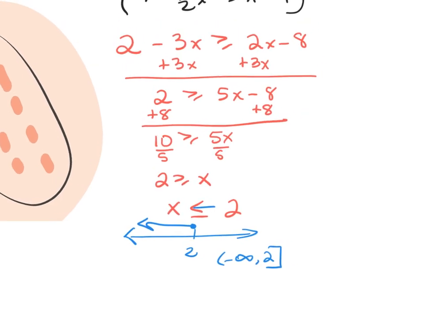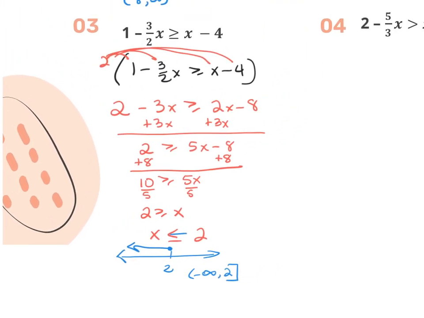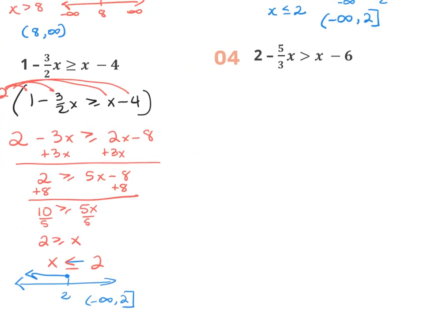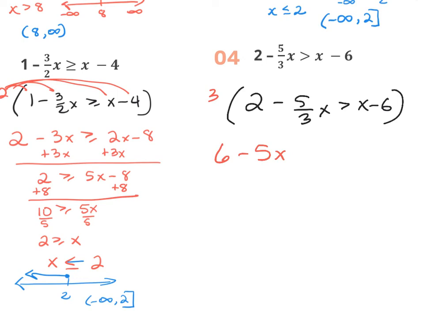Let's try number 4. It's got a fraction also. So I'm going to go ahead and multiply everything by 3 on number 4. I'm going to rewrite the problem. 2 minus 5/3 x greater than x minus 6. And I'm going to multiply everything by 3. So this becomes 6 minus 5x greater than 3x minus 18. Now I don't need to deal with a 5/3. Because if you tried to make that a decimal, that would be negative 1 2/3. And that would get kind of messy.